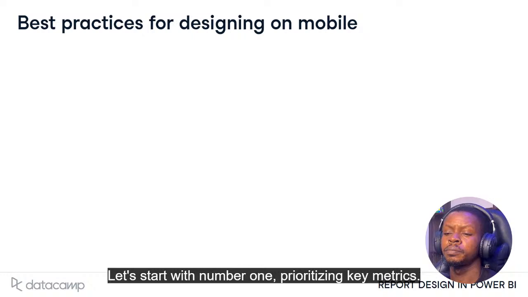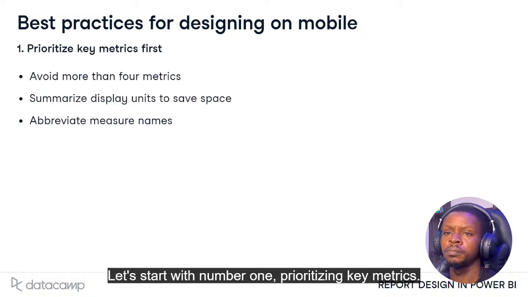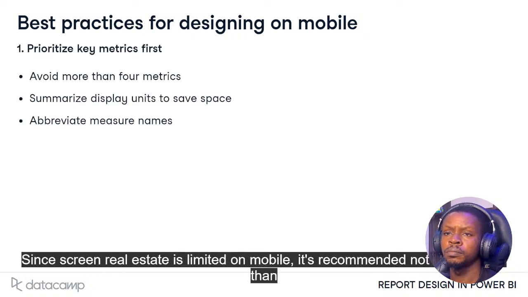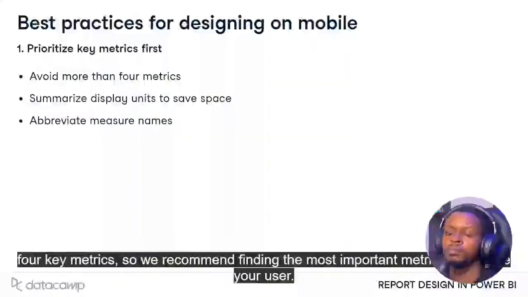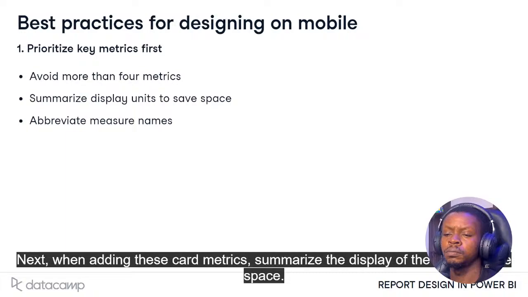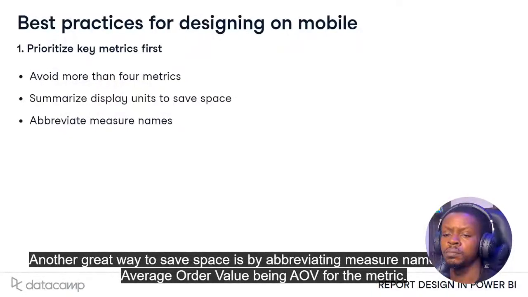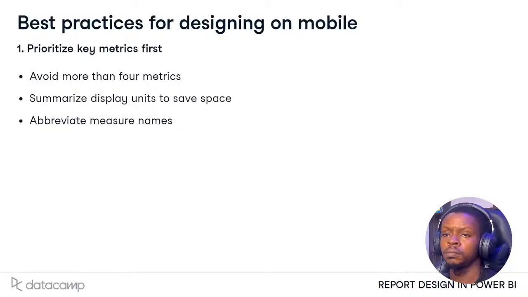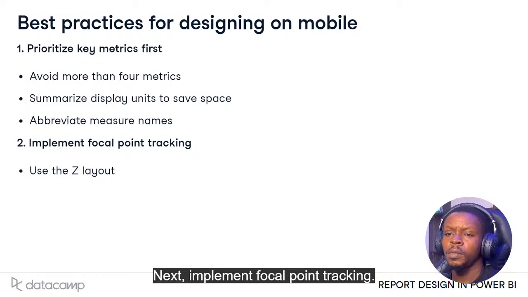Let's start with number 1, prioritizing key metrics. Since screen real estate is limited on mobile, it's recommended not to add more than 4 key metrics, so we recommend finding the most important metrics to engage your user. Next, when adding these card metrics, summarize the display of the units to save space. Another great way to save space is by abbreviating measure names, such as average order value being AOV for the metric.